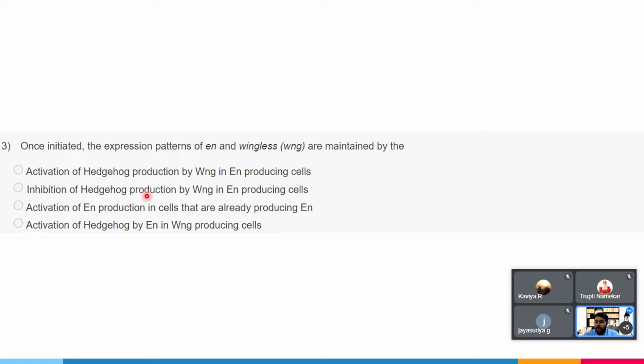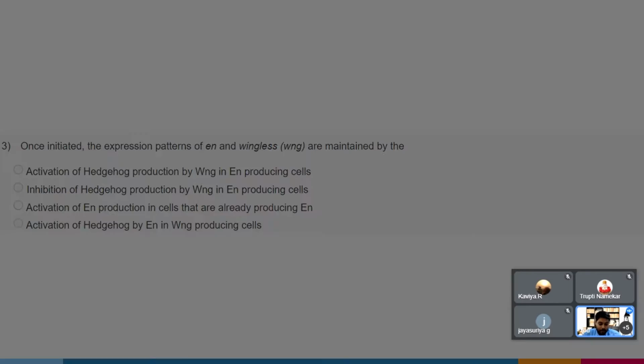Options include activation of Hedgehog production by wingless in engrailed producing cells, inhibition of Hedgehog production by wingless in engrailed producing cells, activation of engrailed production in cells that are already producing engrailed, and activation of Hedgehog by engrailed in wingless producing cells. Kavya says number 4, activation of Hedgehog by engrailed in wingless producing cells. Anyone else want to try and answer this? So maybe we will go to the solution slide and then try and answer this.